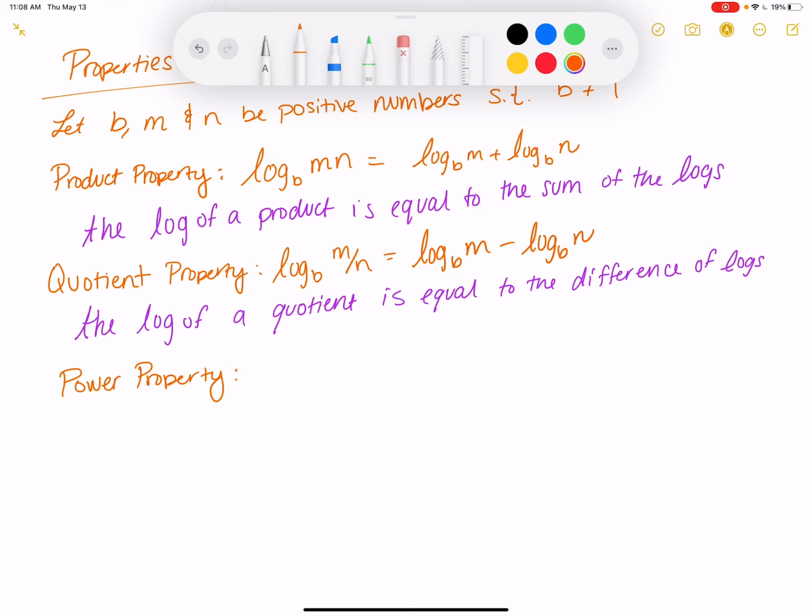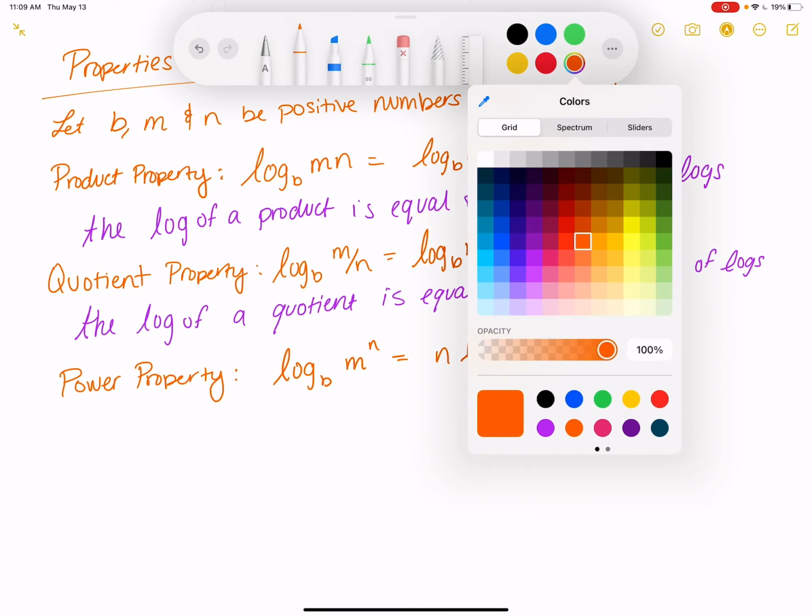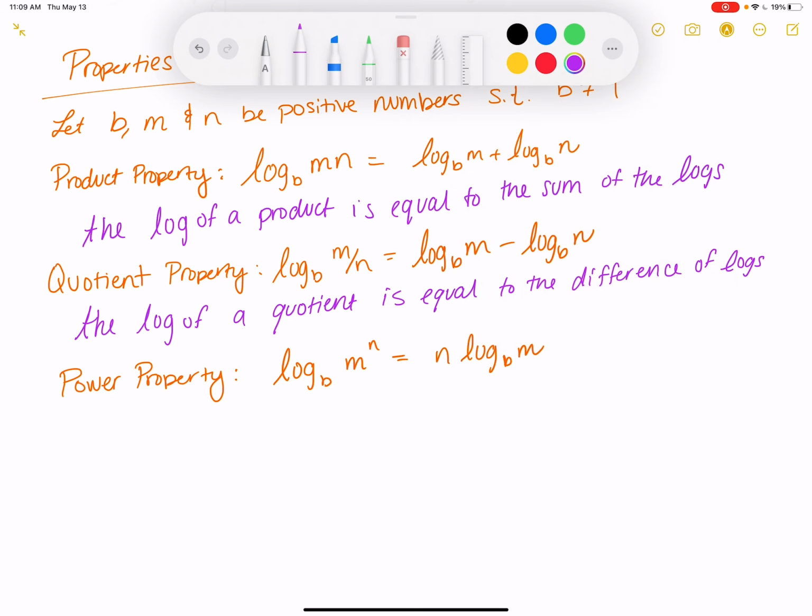All right, power property. I don't have a fancy way to remember this one. Well, I kind of do, but it doesn't sound as exciting. Log base B of M to the N is equal to N log base B of M. So you just times it by N. My fun catchphrase is throw the exponent out front. Throw it out front. It's blunt and to the point.